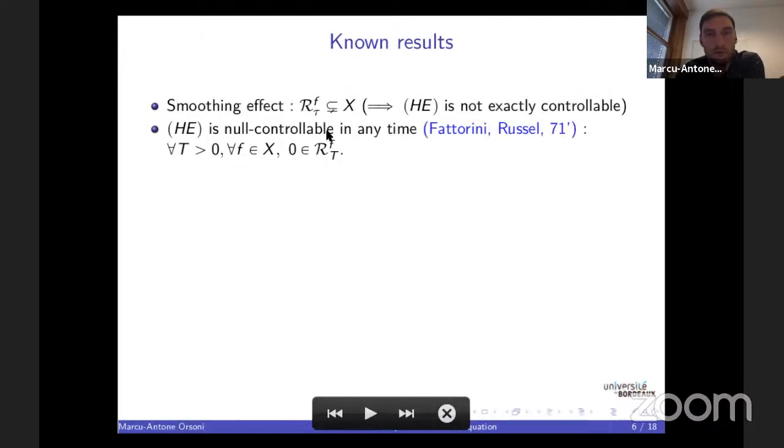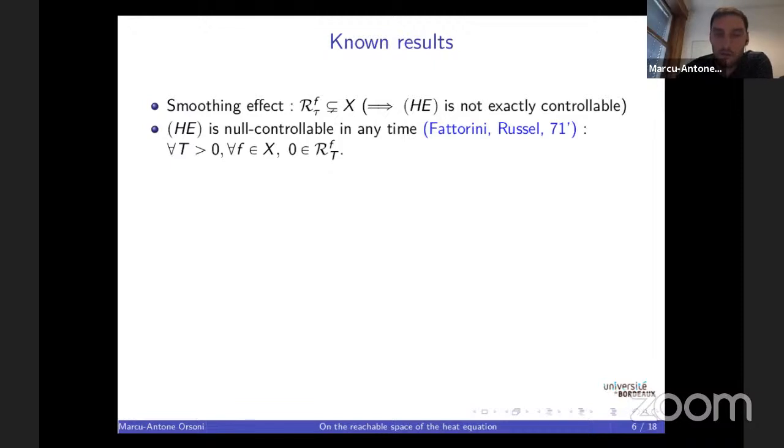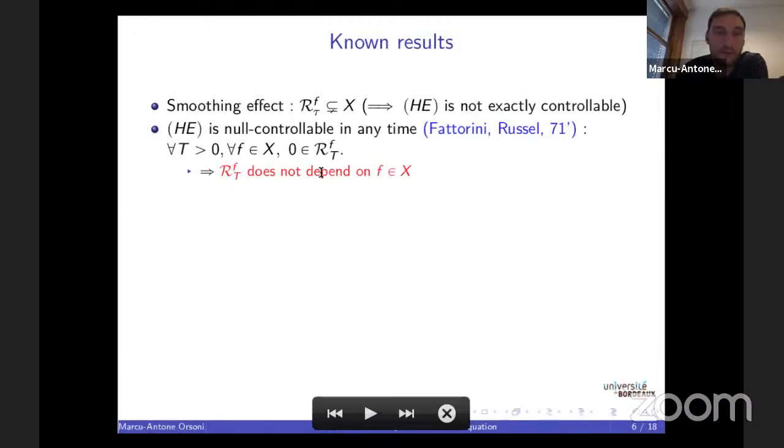The second result is a classical one. The heat equation is null controllable in any time. In the one-dimensional case, it has been proved by Fattorini and Russell. This means that you can steer every function from any initial condition f in the Sobolev space to zero in any time. And this implies two big consequences for the reachable space. The first one is that the reachable space does not depend on the initial condition. So you can take f to be zero, and the reachable set is a linear space.